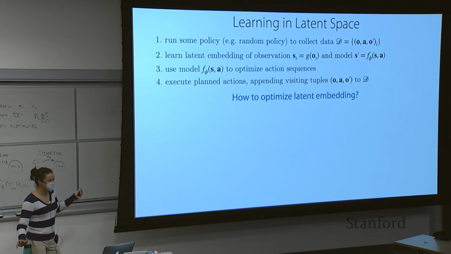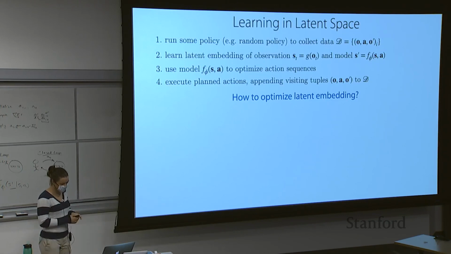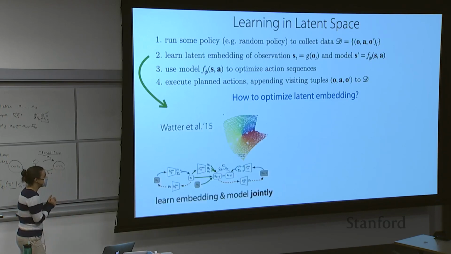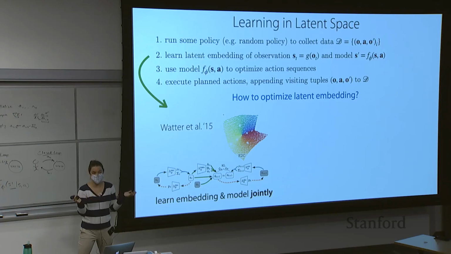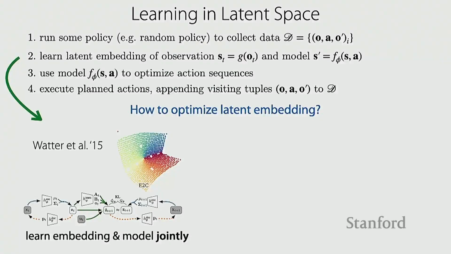Cool. Now the key question is then, how do you optimize this latent embedding? One approach, I don't want to go into too much detail here, is to essentially learn something that looks a lot like a variational autoencoder to learn a latent space. And in particular, you'll try to learn a latent space that can reconstruct your images. This approach is slightly more sophisticated than that.